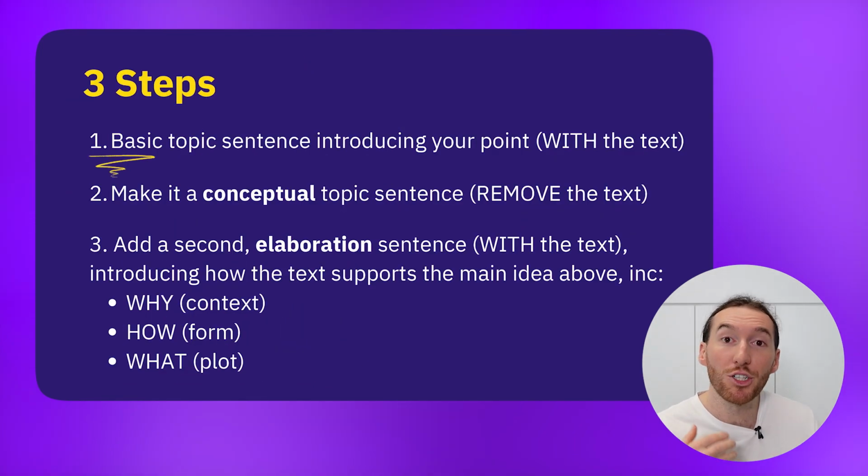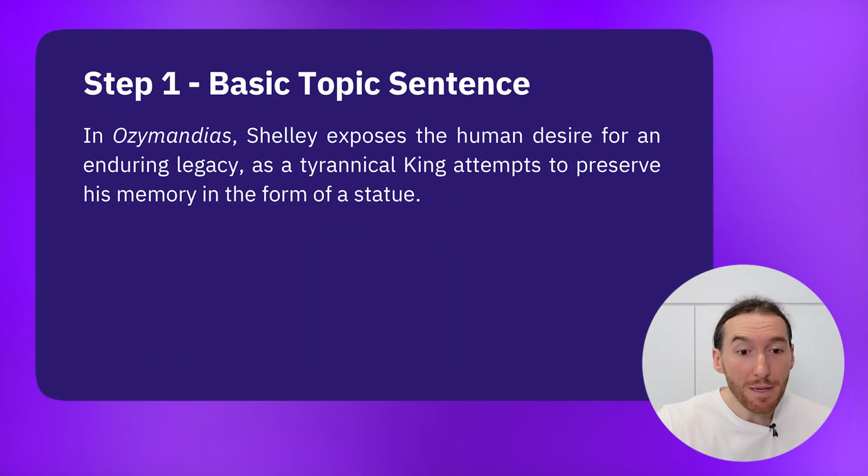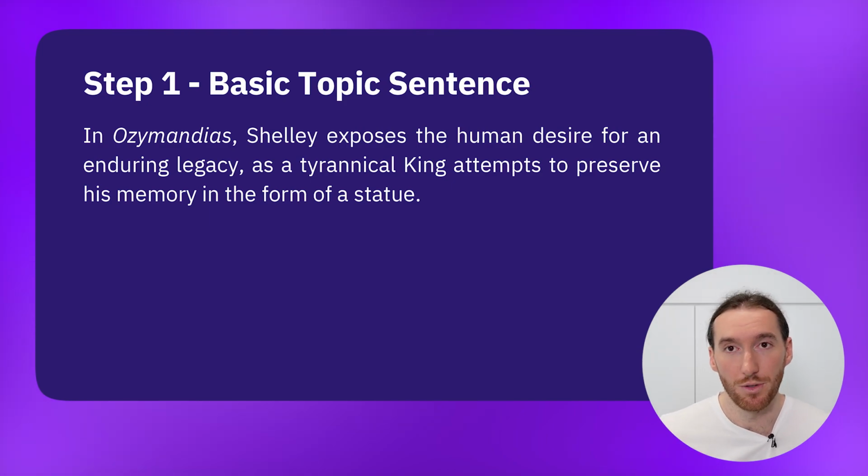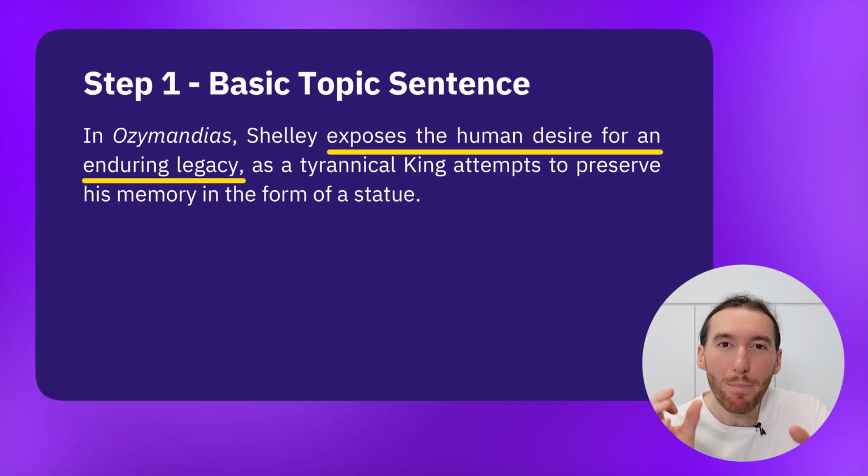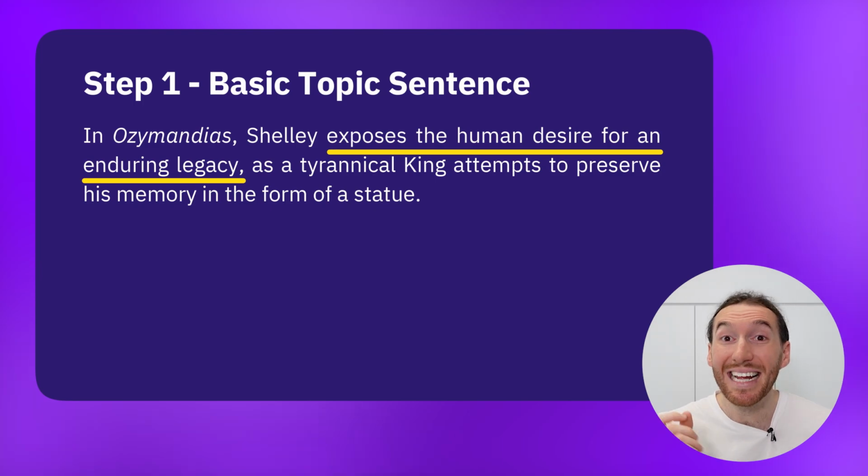And that means that we're actually mentioning the text. In Ozymandias, Shelley exposes the human desire for an enduring legacy, as a tyrannical king attempts to preserve his memory in the form of a statue. Okay, so you can see here the first part of the sentence, after saying in Ozymandias, Shelley, we then say it exposes the human desire for an enduring legacy. That's the point we're making. That's the concept. That's the claim.